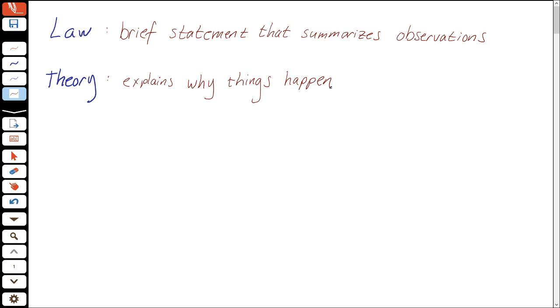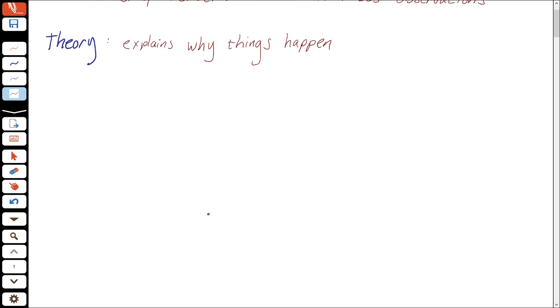So that's a good counterexample to this idea that a theory is just an idea that may or may not be true. That's not really how it works. Atomic theory is well accepted. It explains everything that we do in chemistry. We have plenty of evidence for it. It's a theory because of how it works, because it explains things that happen. So try to keep those straight. That may be a little bit different from how you've thought about those things in the past. Any questions about that?